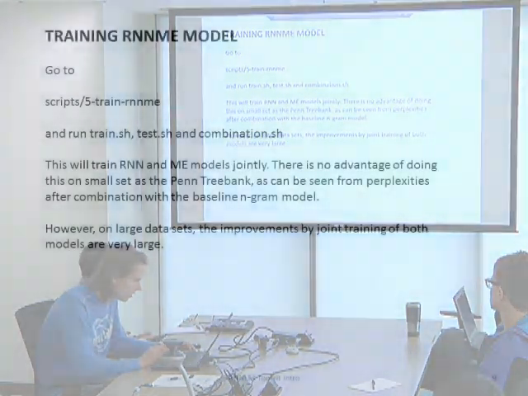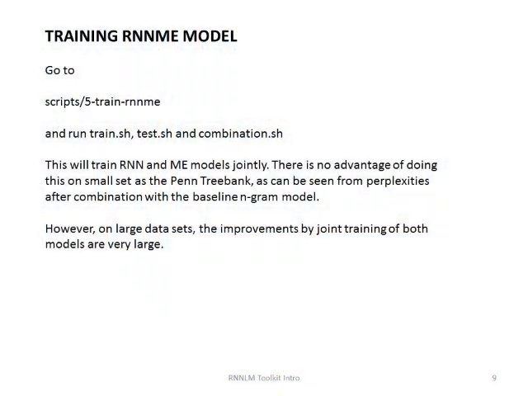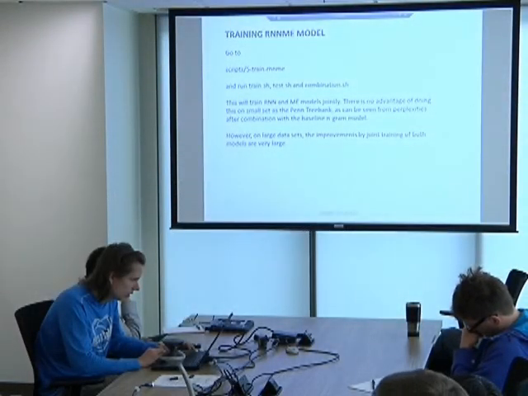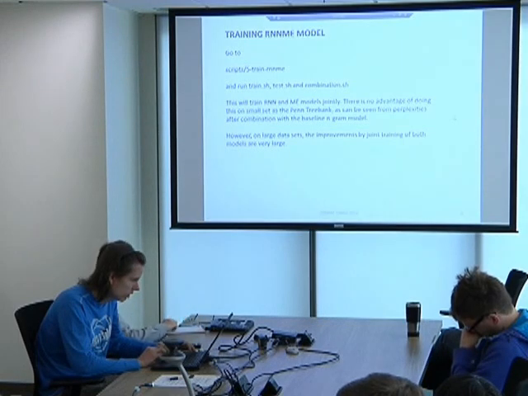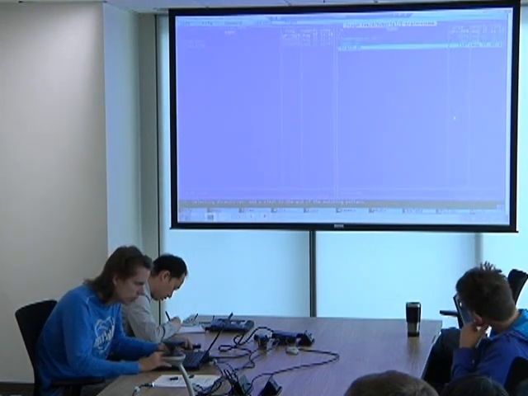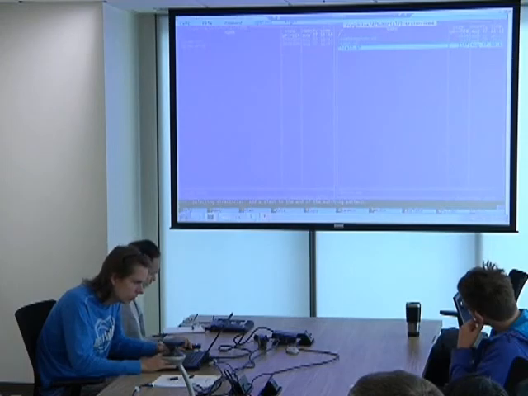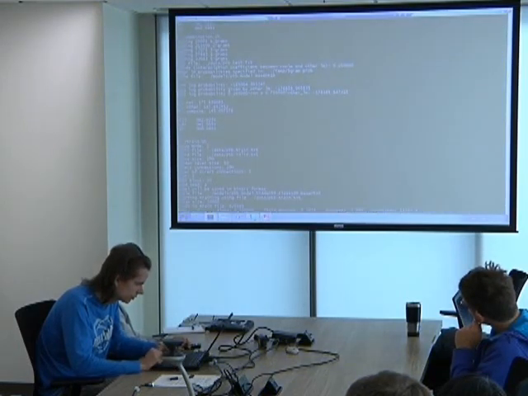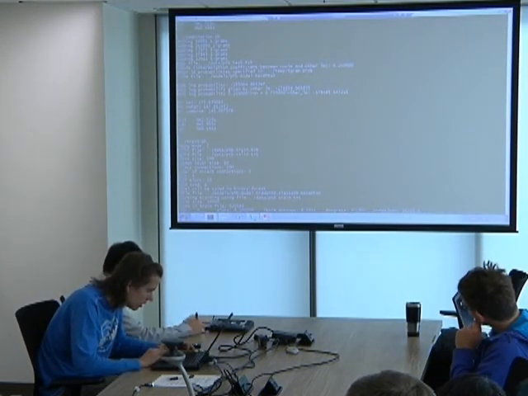So the next slide is training of a recurrent neural network and the maximum entropy model together. And here I will show that on the Penn Treebank it does not really give much advantage. But what I did show previously is that on large data sets this is a crucial thing to get good performance, because in there we have to limit the size of the hidden layer. So let's just train it. Meanwhile I can show things from my previous presentation from last week.